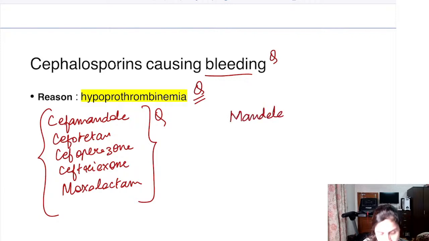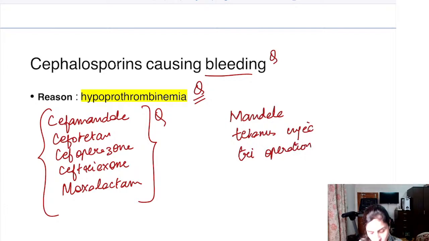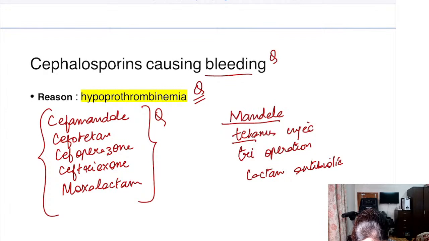Nelson Mandela, when he gets hurt, he gets bleeding, so we give him a tetanus injection, and then we try to take him to the operation theatre and operate on him, followed by giving lactam antibiotics. If you remember this story, you remember the drugs causing bleeding. Mandela is cefamandole, tetanus rhymes with cefotetan, tri rhymes with ceftriaxone, operation means cefoperazone, lactam means moxalactam. So when Mandela gets bleeding, first we give him a tetanus injection, then we try to operate on him, after that we give him lactam antibiotics. So you can remember it that way, as a story.